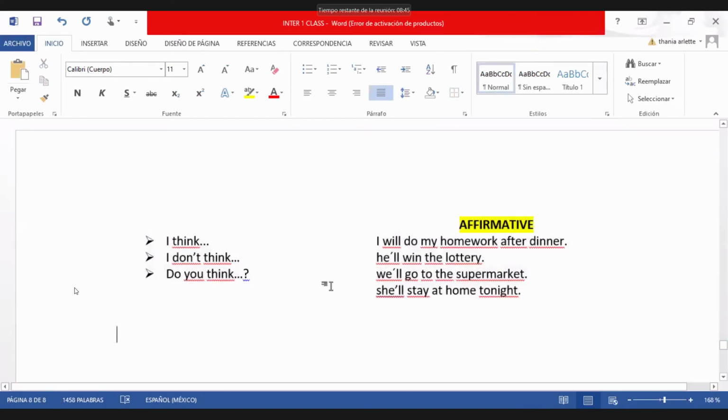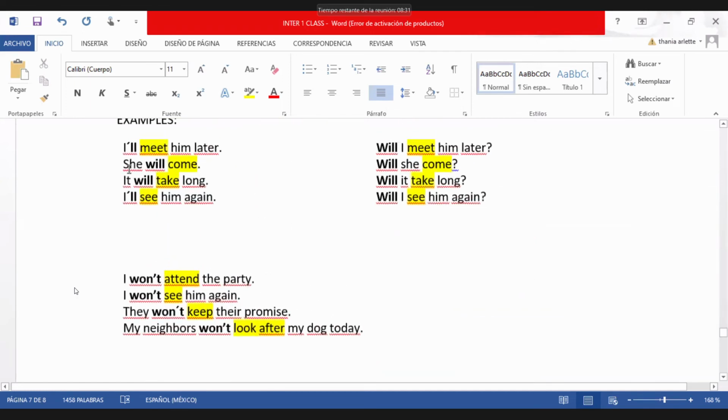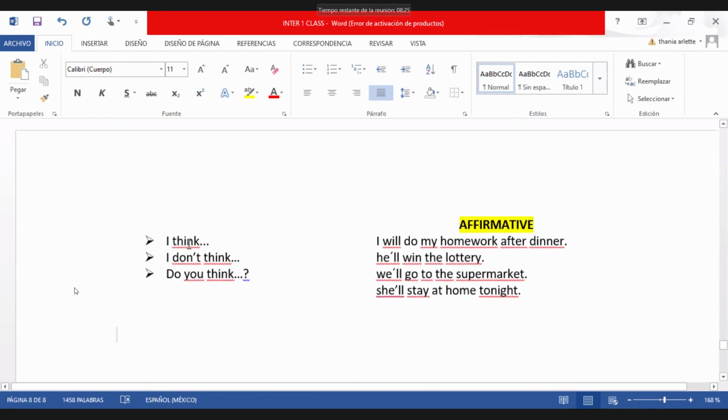Okay, so this is very common. Again, it is very common to say, I think I will do my homework after dinner. So you can use this structure. I will do my homework after dinner without any problem. But if you prefer, you can also say, I think I will do my homework after dinner.